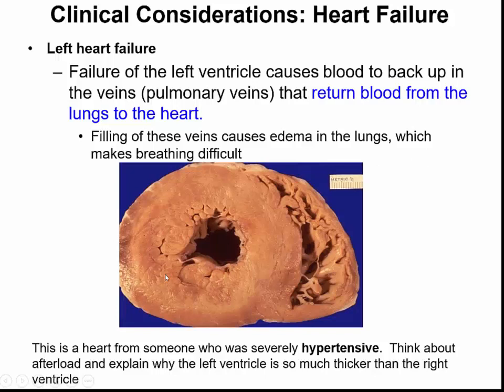Here's a heart of somebody who was severely hypertensive. This is the left ventricle. This is the right ventricle. And you can look at the muscle mass of that left ventricle, how it tried to adapt to increasing total peripheral resistance pressure, or high blood pressure, to be able to overcome moving that blood out of the heart against higher pressure.